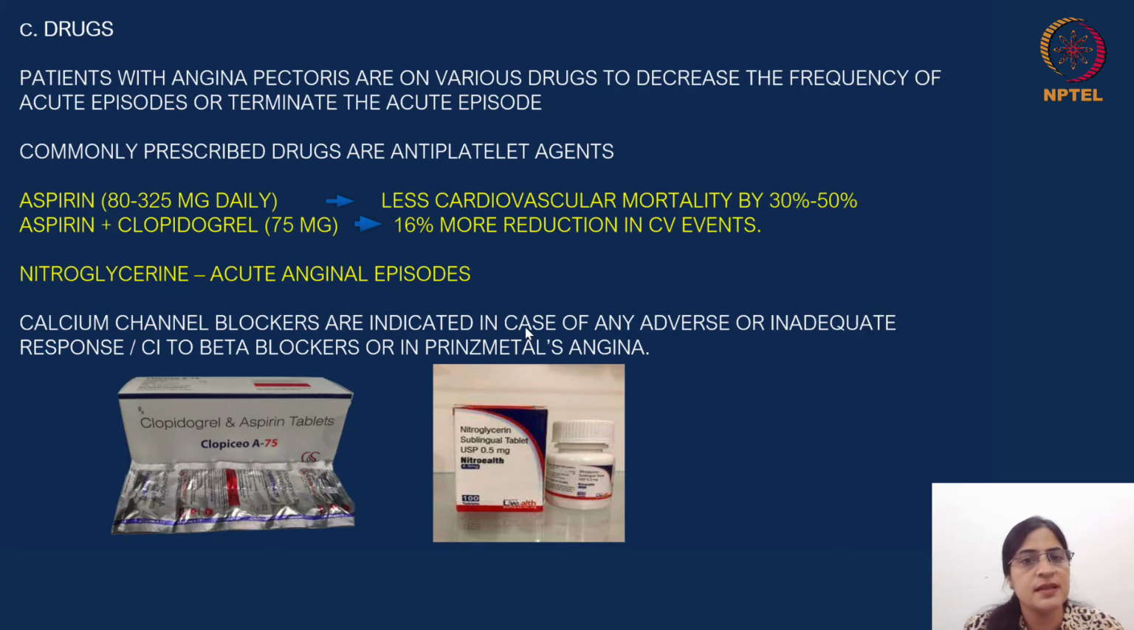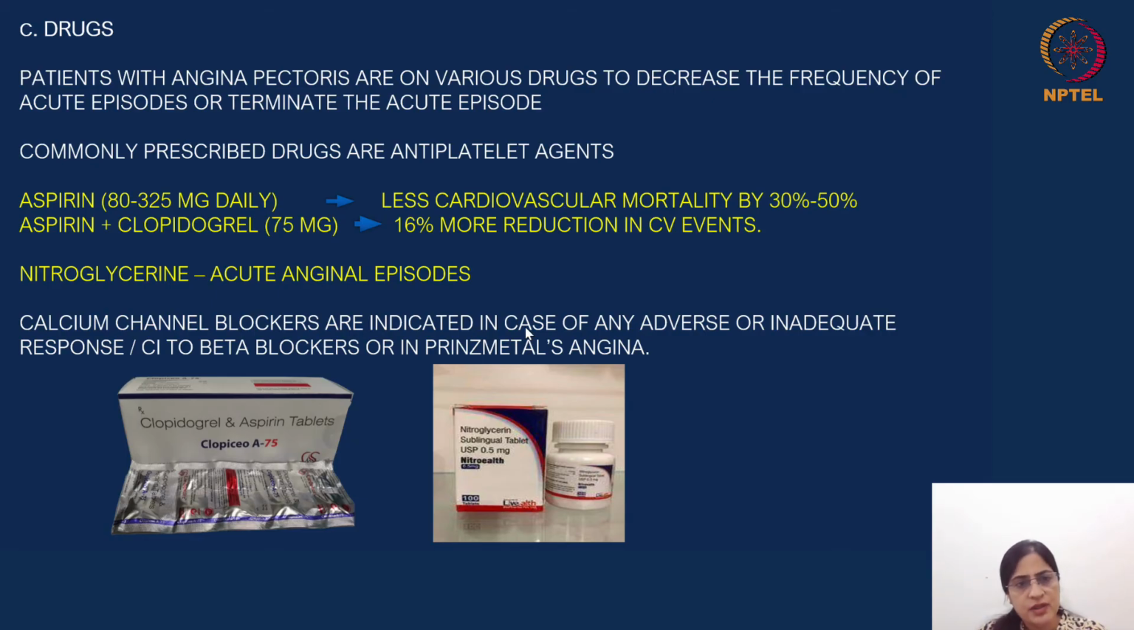So commonly prescribed drugs are antiplatelet agents. It could be just a single antiplatelet agent like aspirin, some 75 to 325 milligrams daily, and it will reduce the cardiovascular mortality by 30 to 50%. Or it can be a dual antiplatelet therapy in which aspirin is given in combination with clopidogrel, usually 75 milligrams, and it has been shown that it causes 16% more reduction in cardiovascular events added to the single drug. And for acute anginal episodes, these patients are told to take nitroglycerin.